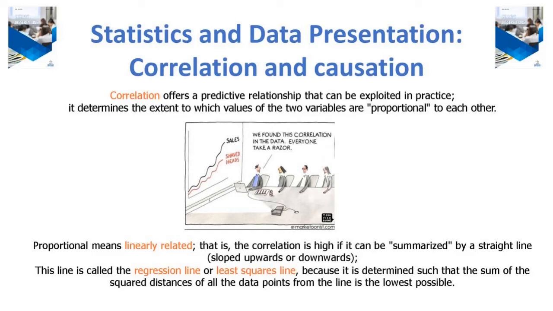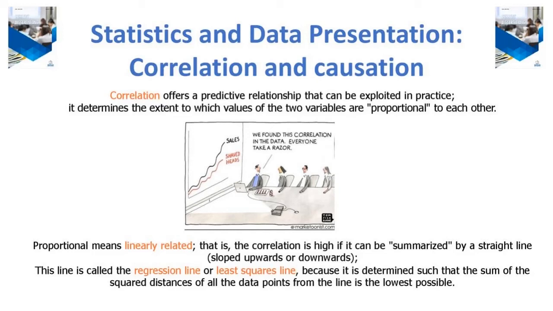Correlation versus causation. If you have a correlation in one of your data sets, is it a predictive relationship that can be exploited in practice? Determining the extent to which values of two variables are proportional to one another, you do not necessarily have causation. Proportion is something that's linearly related.